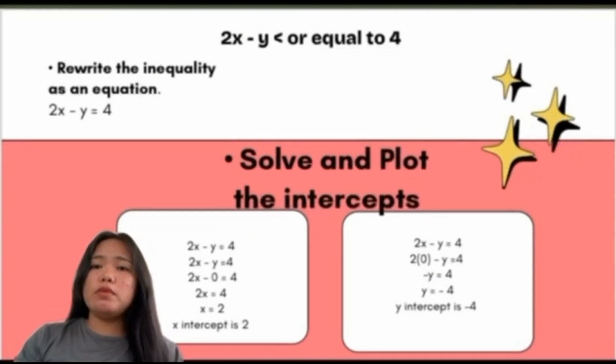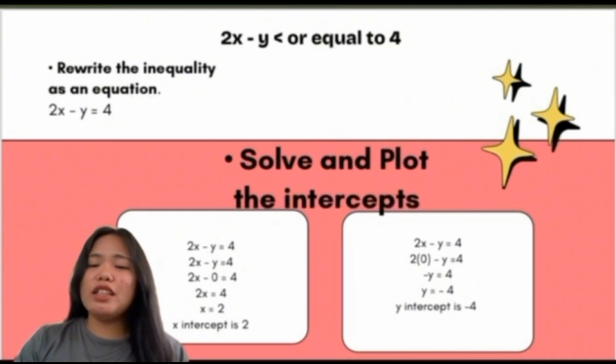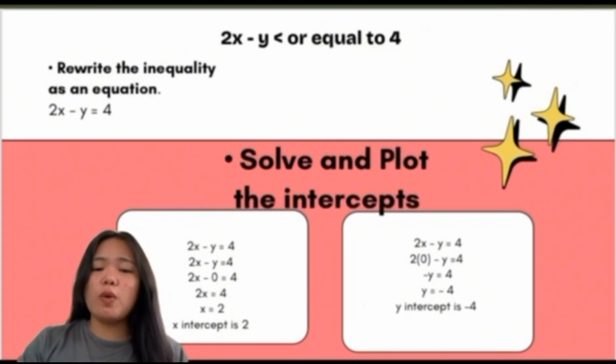And now we will be doing the steps. The example equation is 2x minus y less than or equal to 4. The first step is to rewrite the inequality as an equation. So the less than or equal, you change it to equal. So it becomes 2x minus y equals 4.